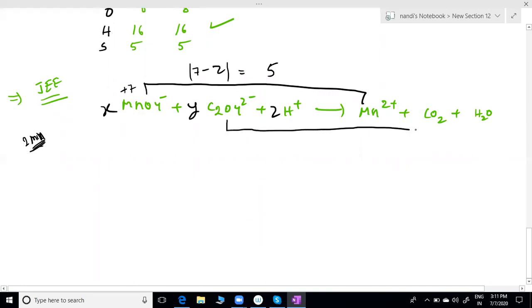Calculate the carbon oxidation number here. Plus 3. This is plus 4. Take C2O4 2 minus: carbon is 2x, plus oxygen 4 into minus 2, equal to minus 2. Then you get x equal to plus 3. So here 3 to plus 4, change is 1. But how many carbons? You have to multiply by that many.